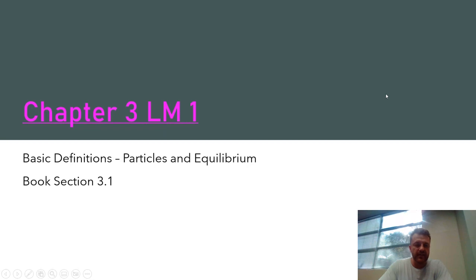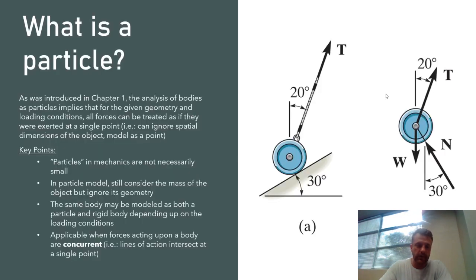In this video, we're going to move on to chapter 3 of the book. Particularly, we'll look at section 3.1. And the really important content from this section is to make sure that we're all on the same page regarding two key definitions. The first is what exactly it means to model something as a particle. And the second is what it actually means for a body to be in equilibrium.